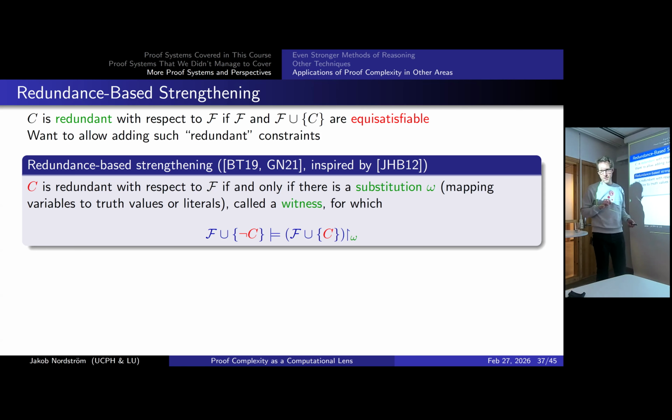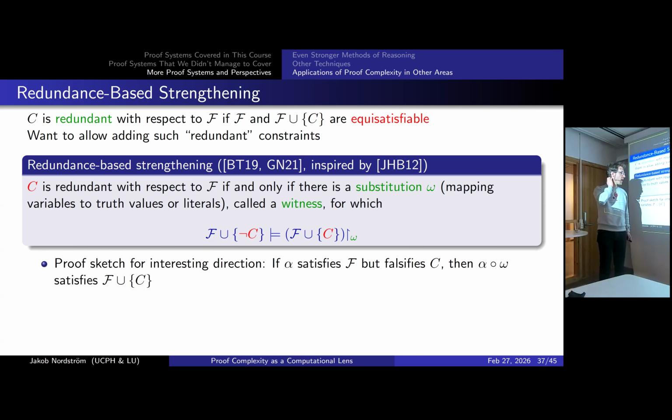Okay? And just this requires a proof, and I won't do it because it's getting late in the day, but let's just sketch the interesting direction. The interesting direction is, what are we nervous about? We're nervous that there was a perfectly good truth value assignment alpha that satisfied F, but it violates C. So we had a good solution, but now you're adding a new constraint and that violates alpha, so this solution disappeared. And now I want to argue that's fine because there is another solution.